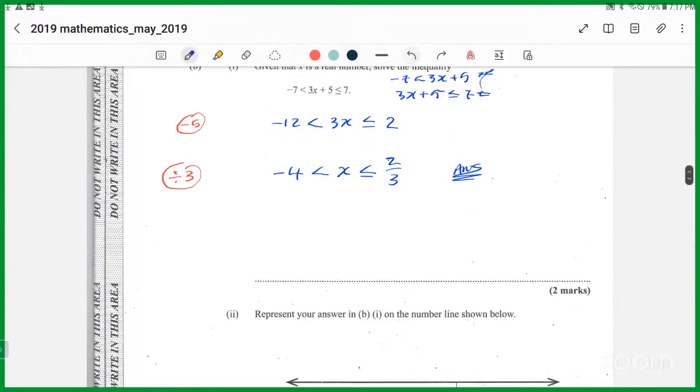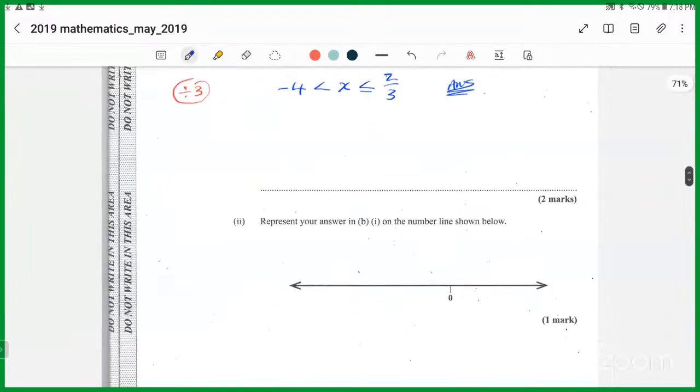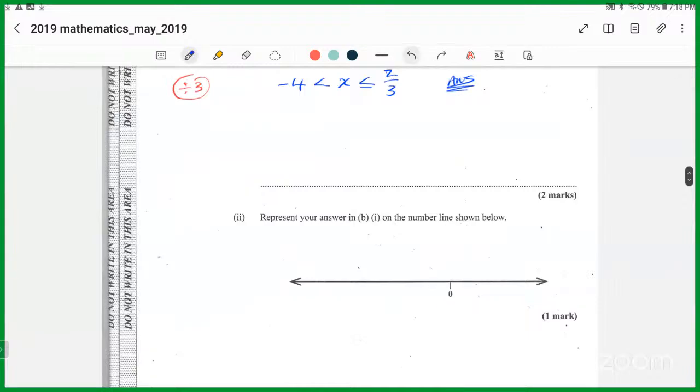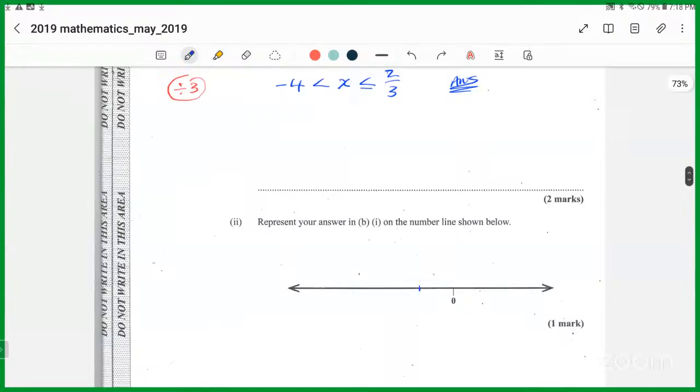What happens is that x is greater than negative 4, but at the same time x is less than or equal to 2/3. So it gives us this number line that shows where the 0 is, but I didn't put any value on it. So let's put on some values for ourselves. Let's say this is negative 1, negative 2, negative 3, negative 4. We're going to put 1 right here.